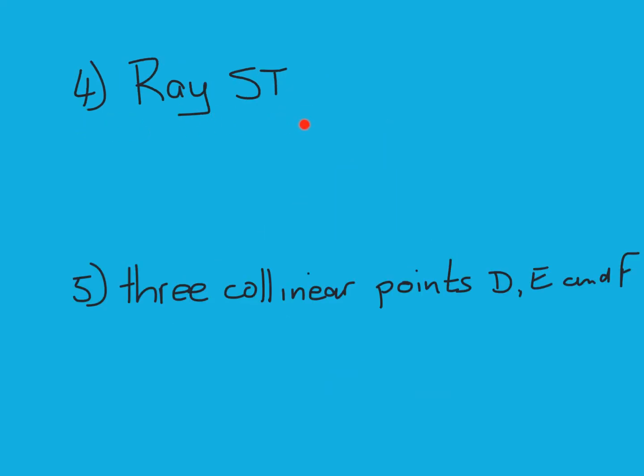Alright, ray ST, and number 5 being 3 collinear points D, E, and F. Put the video on pause, give it a go. Well, ray ST should look something like this. We've got S over here, and we have T over here. Okay, so for 3 collinear points, well, this will be a line, and on there we'll have our 3 points. So this will be D, this will be E, and this will be F. There are 3 collinear points that are on the same line, points D, E, and F.